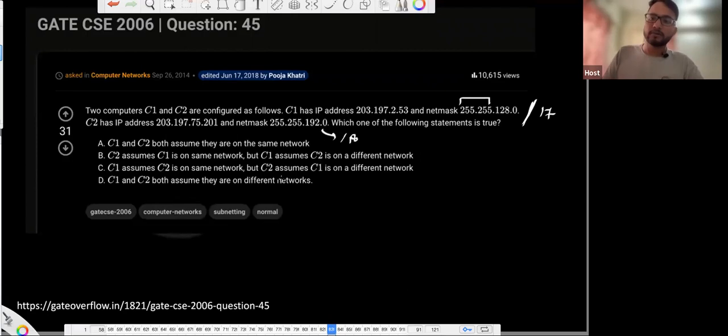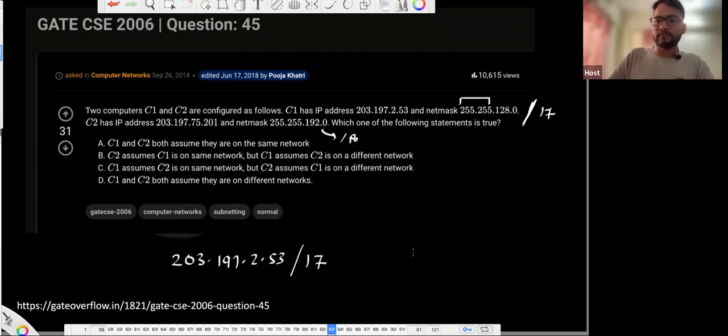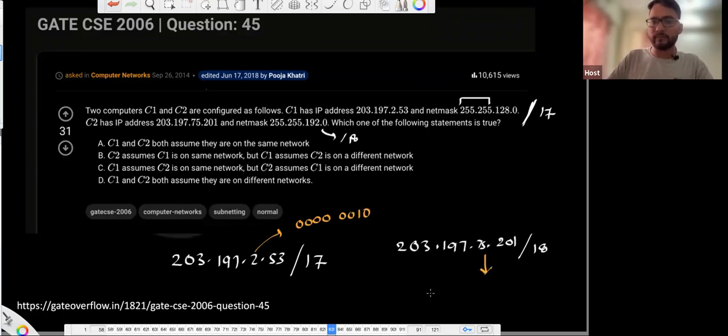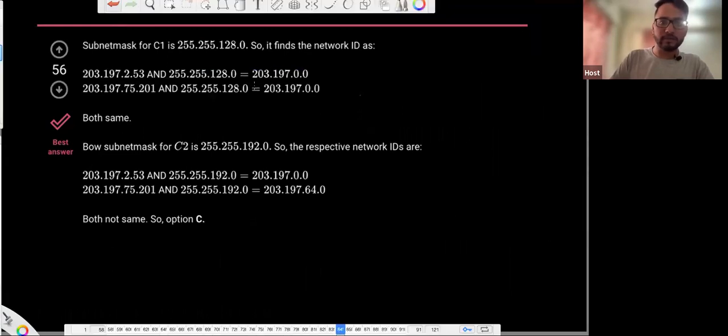So here this C1 has an IP address of this. Basically, there is one network this, and C1 is belonging to this network, which has this IP address and slash 17. C2 is belonging to this network, slash 18. Now let's just check if they are in the same network. So 17 means, okay, this 2 if you represent, will be 0 0 0 0 0 0 1 0, right? Let me represent the 75.